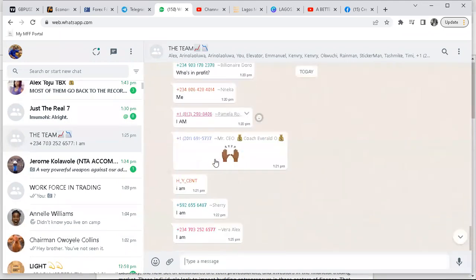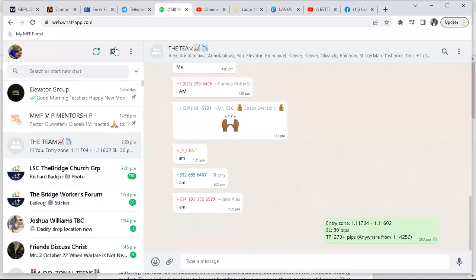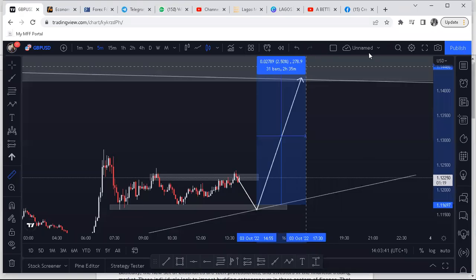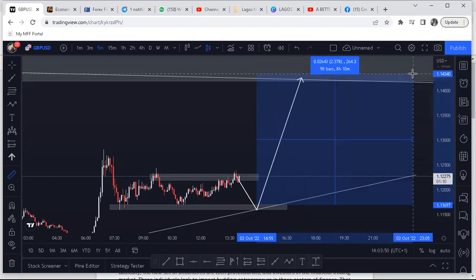People should focus now. People are looking at your trade. Why are you attached to that trade? Why are people attached to that trade?